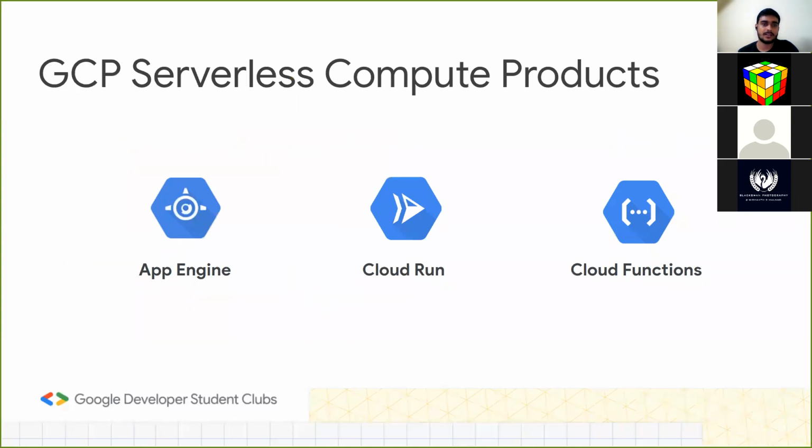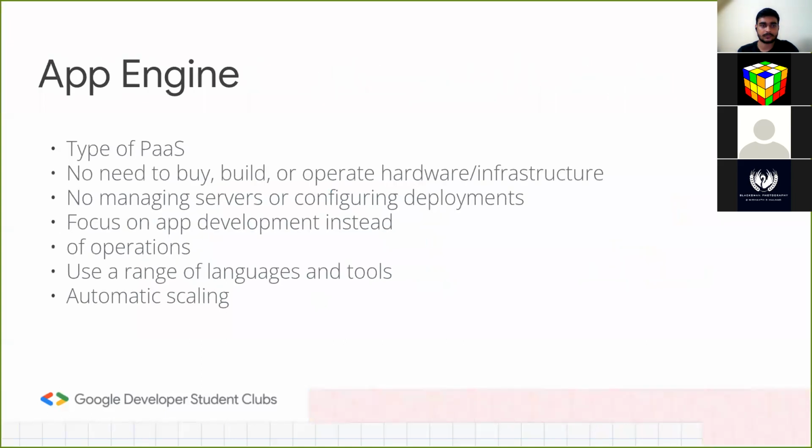So these are the three serverless compute products on Google Cloud. The first one is App Engine, the second one is Cloud Run, and the third is Cloud Functions. The most interesting one is Cloud Run and then Cloud Functions. App Engine, I would say, is a little bit complicated, but it is also equally powerful. So let's first see App Engine.